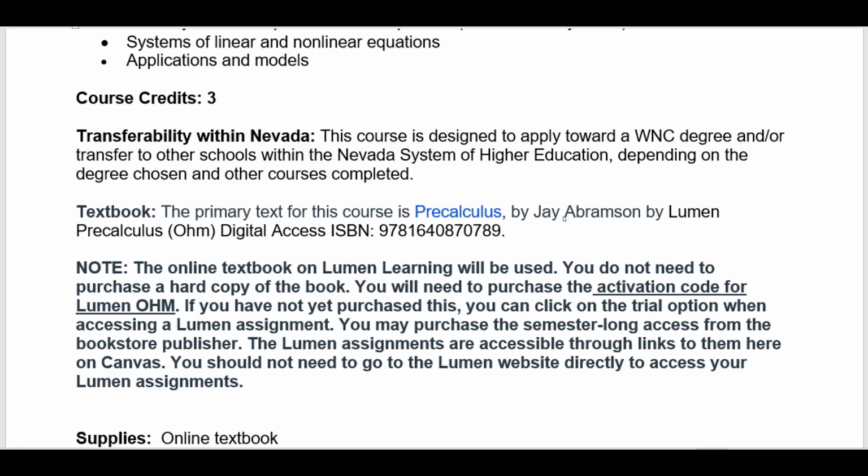Primary text is Pre-Calculus by J. Abramson, by Lumen, Pre-Calculus, OHM, and Digital Access, with the ISBN number. So, I mean, it's all embedded in the course, so you don't have to go to the site. You can click on the first assignment for the book. I know there's a syllabus quiz. That's not one of them, but I mean, like the 1.1 assignment and so on, and then it'll take you to a point to register for to connect with that. You can get a 2-week trial, and then you can get your access.